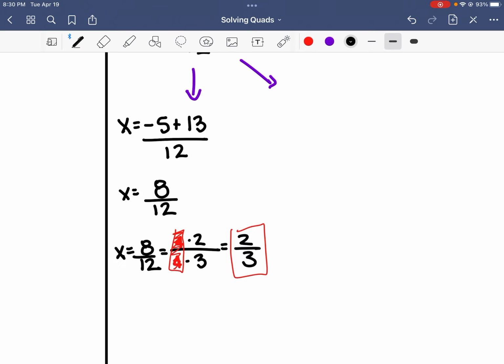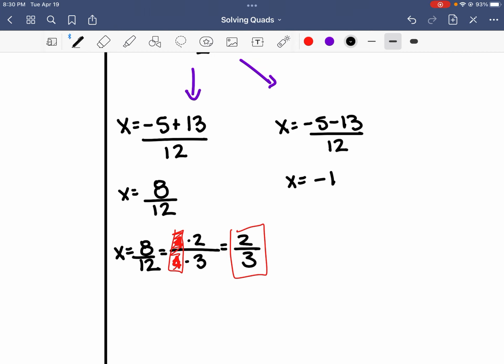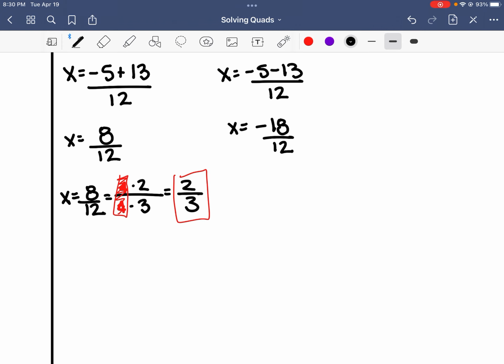Let's go ahead and do the second case. X equals negative 5 minus 13 over 12. Negative 5 minus 13 gives me negative 18 over 12. Again, this is a fraction that is not going to reduce into a nice whole number, so I'm going to try reducing it. This time, I'm going to play it safe and go by 2s just to show you get the same answer. So these are both even, so I know that 2 goes into both of these.